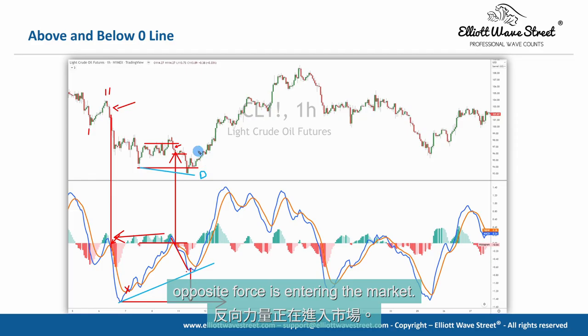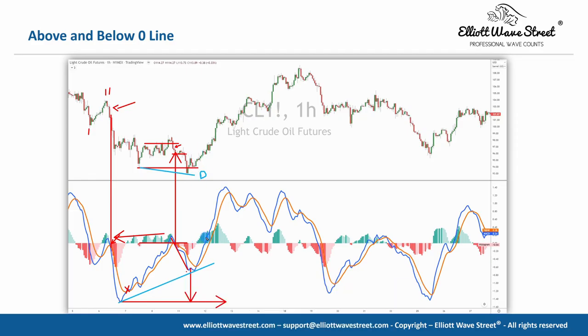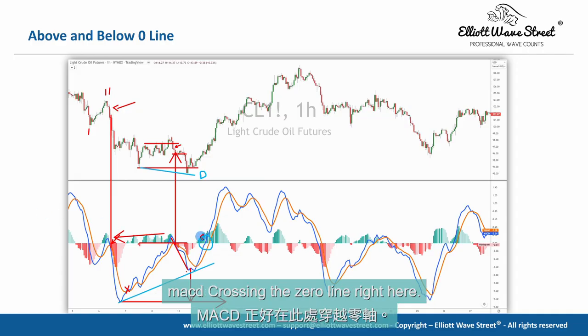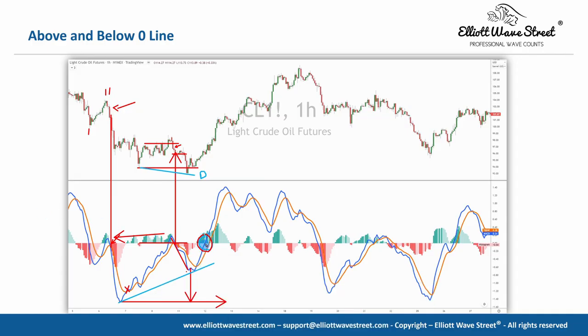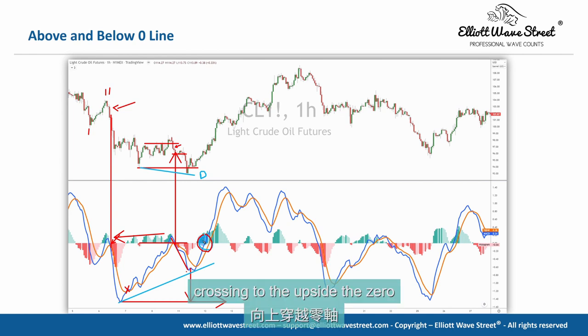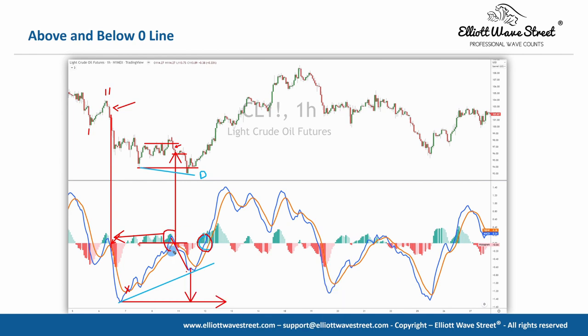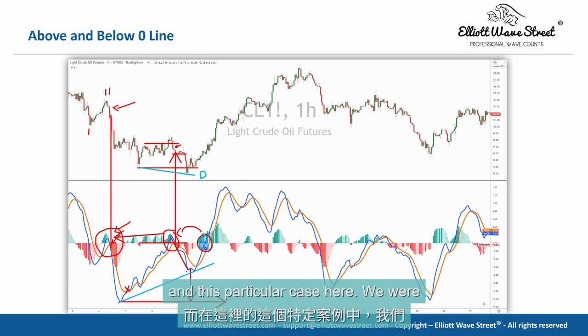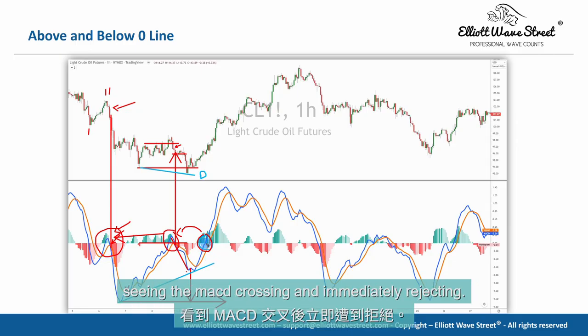So a lot of demand, and look at the MACD crossing the zero line right here. So now we have the MACD line crossing to the upside, the zero line. But look how different it is now. Before, in this particular case here and this particular case here, we were seeing the MACD crossing and immediately rejecting. And is that the case here?